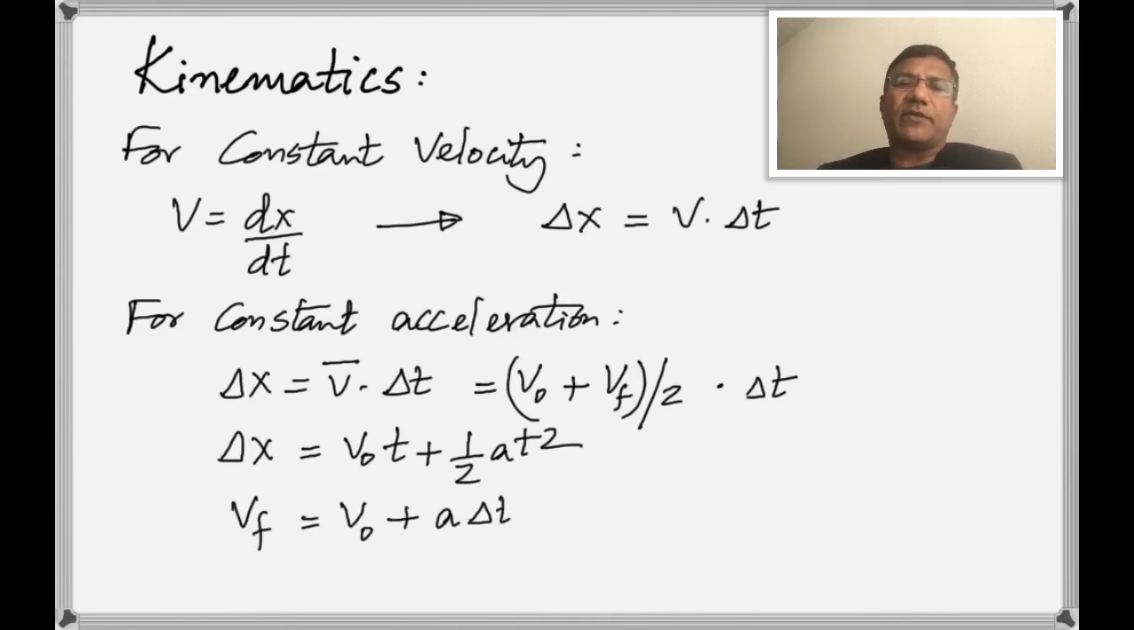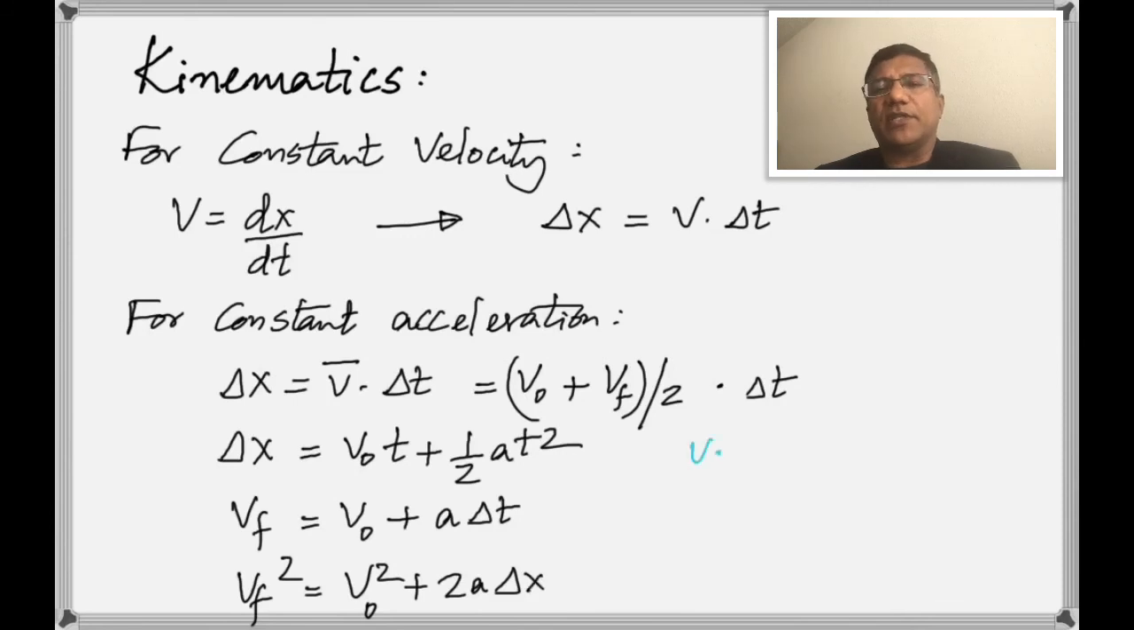And then you have vf is equal to v naught plus a delta t, which comes directly from the definition of acceleration. And of course you have vf squared is v naught squared plus 2a delta x. Now if you look at each one of these equations, you see that this equation does not have final velocity in it. First one does.